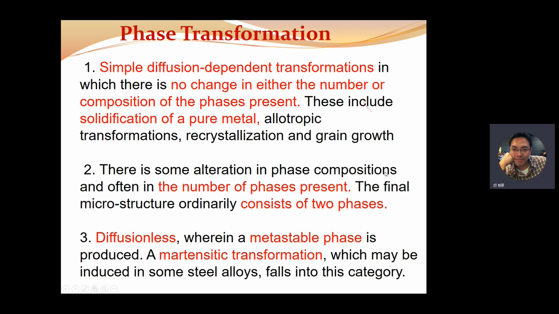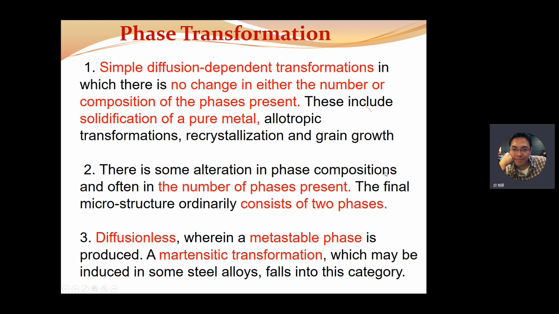Okay, so the first type is simple diffusion-dependent transformations in which there is no change in either the number or composition of the phases present. This includes solidification of a pure metal, allotropic transformations, and recrystallization and grain growth. Therefore, self-diffusion dependent transformation has no change in either the number or the composition of the phases present. Okay, we have to remember that.